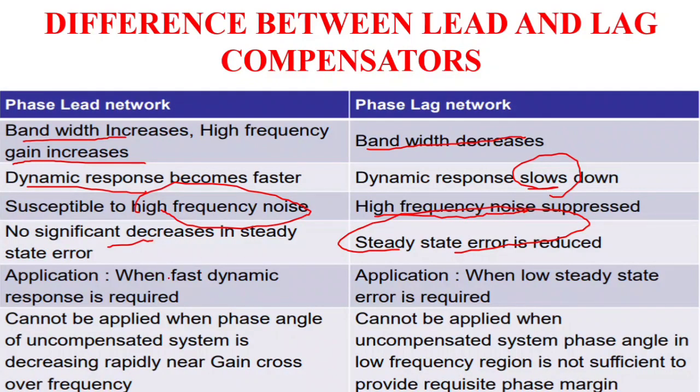Where we use lead compensators: wherever we require fast dynamic response, at that time we prefer lead compensators. Wherever we require low steady state error, at that time we use lag compensators. In which cases are lead and lag compensators not applied? When the phase angle is decreasing rapidly near the gain crossover frequency, we do not use lead compensators. Lag compensators cannot be applied when the uncompensated system's phase angle in the low frequency region is not sufficient to provide the phase margin; in that case we do not prefer lag compensators. So these are all the differences between lag compensators and lead compensators.